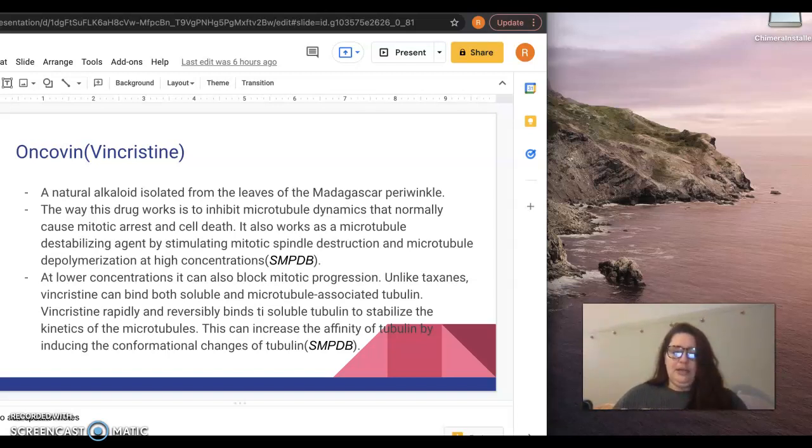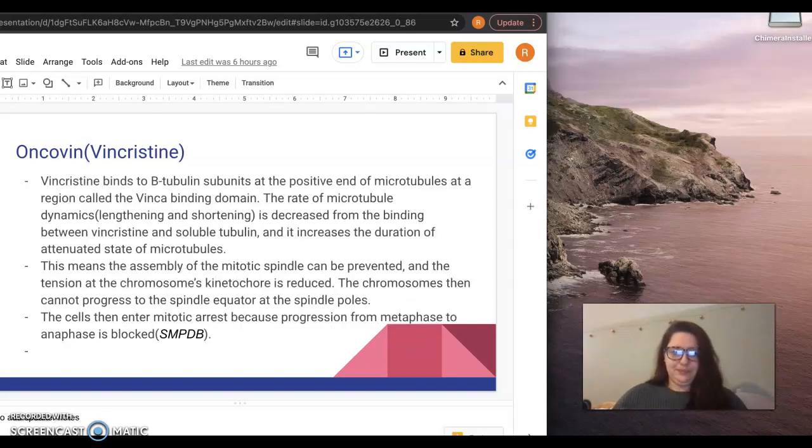Vincristine rapidly and reversibly binds to soluble tubulin to stabilize the kinetics of the microtubules. This can increase the affinity of tubulin by inducing conformational changes of tubulin. After that, vincristine then binds to beta-tubulin subunits at the positive end of microtubules at a region called the vinca binding domain. The rate of microtubule dynamics, which is lengthening and shortening, is decreased from the binding between vincristine and soluble tubulin, and it increases the duration of the attenuated state of microtubules.